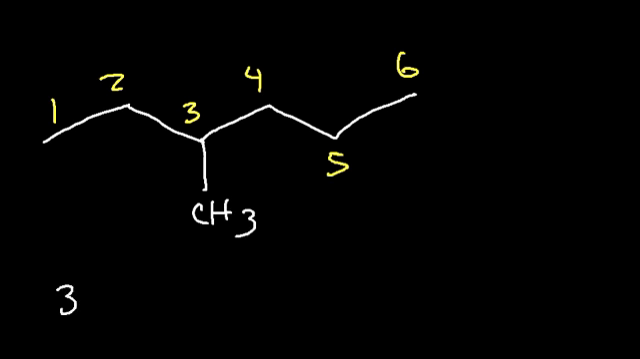So how would you name this particular compound? So let's count the carbon atoms in the longest chain. There's 6 carbons. So the parent name is hexane, and we have a methyl on carbon 3. So this is called 3-methylhexane.